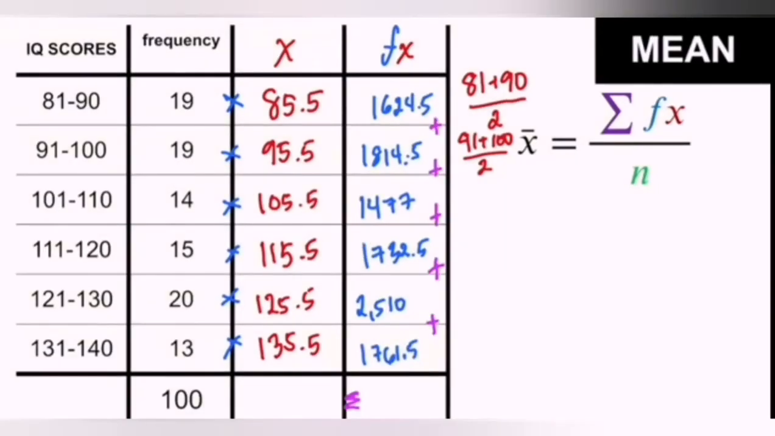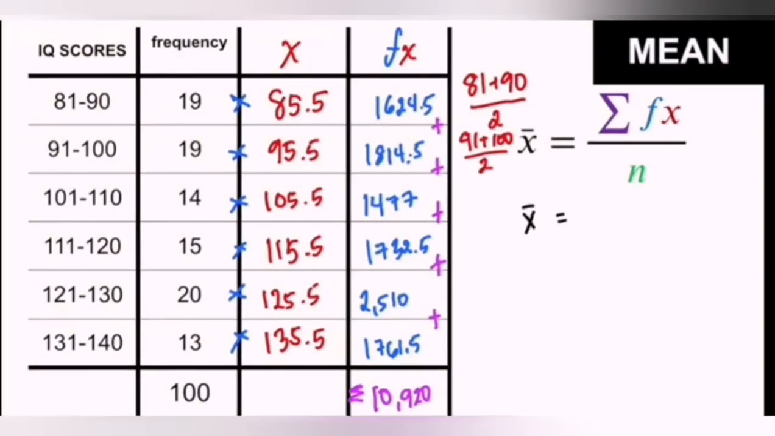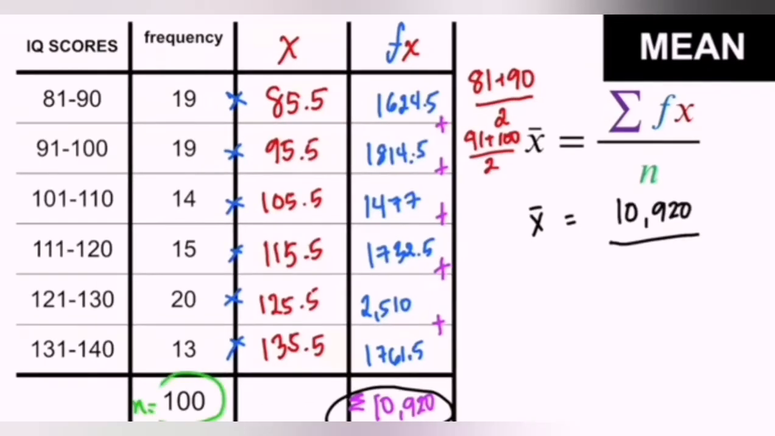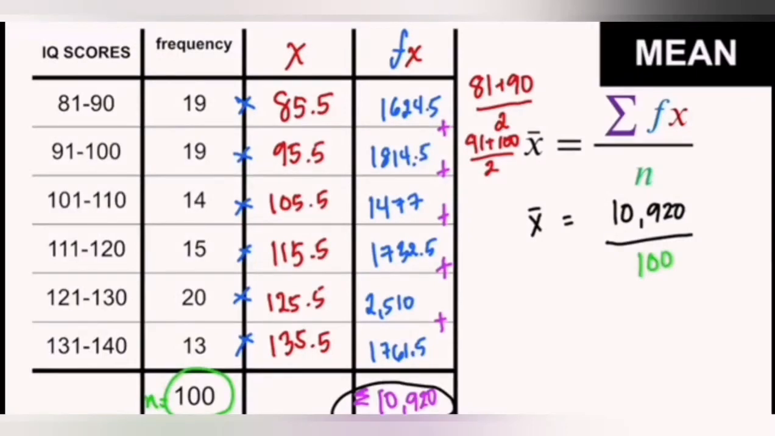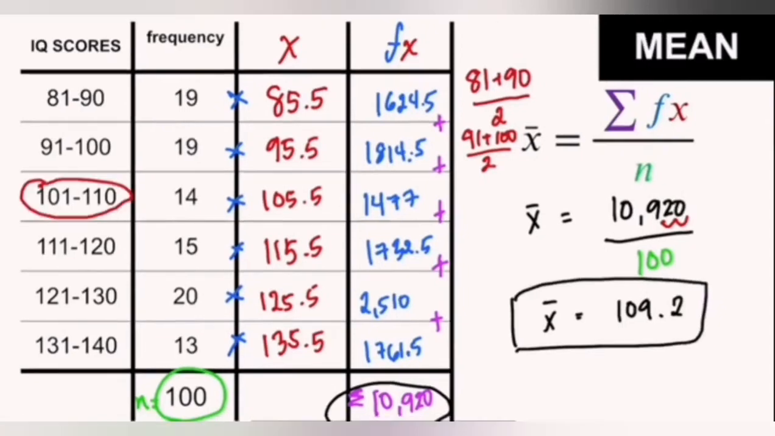The sum of the products divided by the total number of values will be the value of the mean. The next step is the summation of all the frequencies. Add all the frequencies together to get the total. Then you divide the sum of the products by the total frequency. In our example, the mean is 109.2. We will now move on to the next topic.